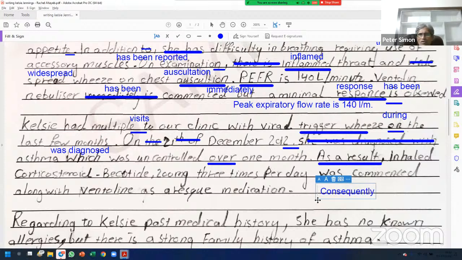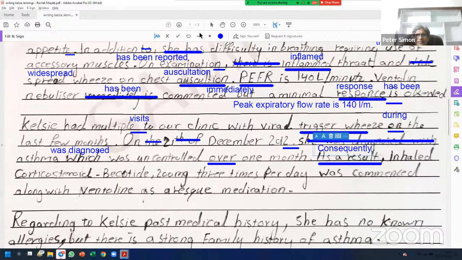I'm not saying it is wrong. I'm giving you improvement from B grade. Now this is not even B, this is C plus, something like that. If you improve all these things, it will go to B plus. "As a result" is good, but consequently means as a result only. Consequently, inhaled corticosteroid decotype 200 grams 3 times per day was commenced.